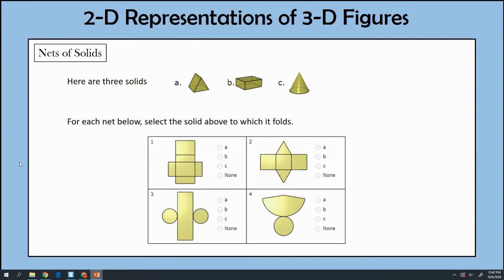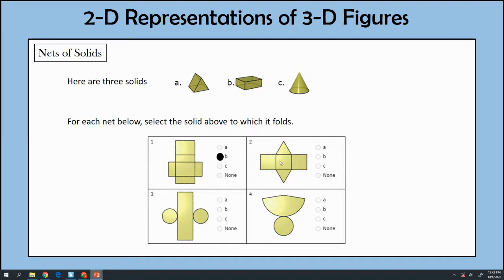The next thing we're going to move into are the idea of nets and nets of solids. So when we talk about nets, what we're really saying is to take a three-dimensional shape, and if you were to cut it along all of its edges and unfold it, what would it look like once it's unfolded? All right, so we can do that for any of these. So down here it's saying, for each net below, select the solid to which it would fold up. So if we look at our first example, if we were to fold on these edges and fold it up, this shape is going to make this rectangular prism.